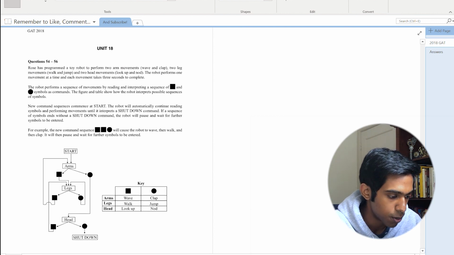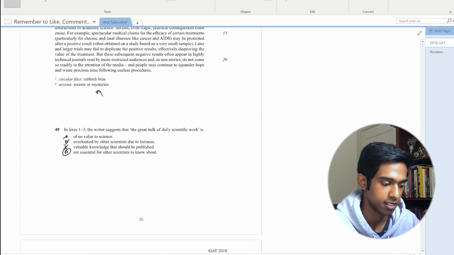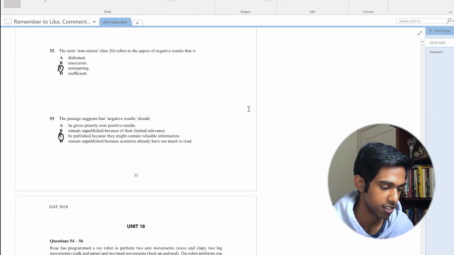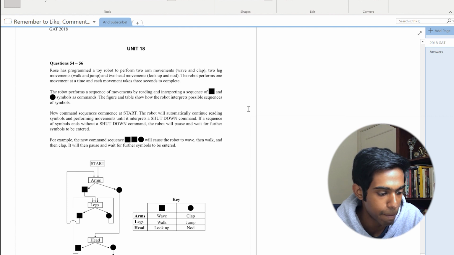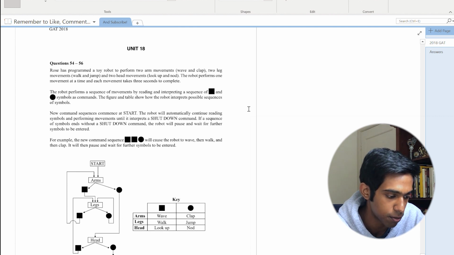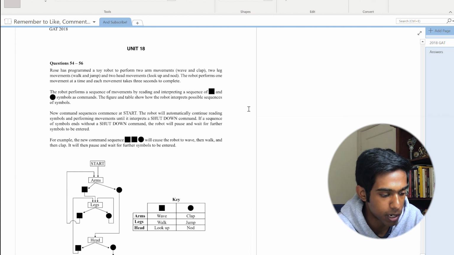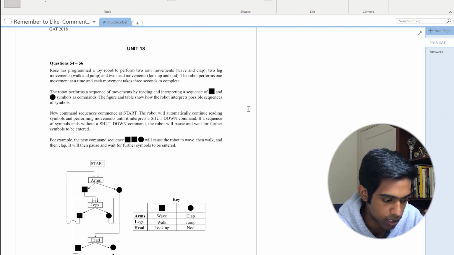Rose has programmed a toy robot to perform 2 arm movements, 2 leg movements, and 2 head movements. The robot performs 1 movement at a time, and each movement takes 3 seconds to complete.